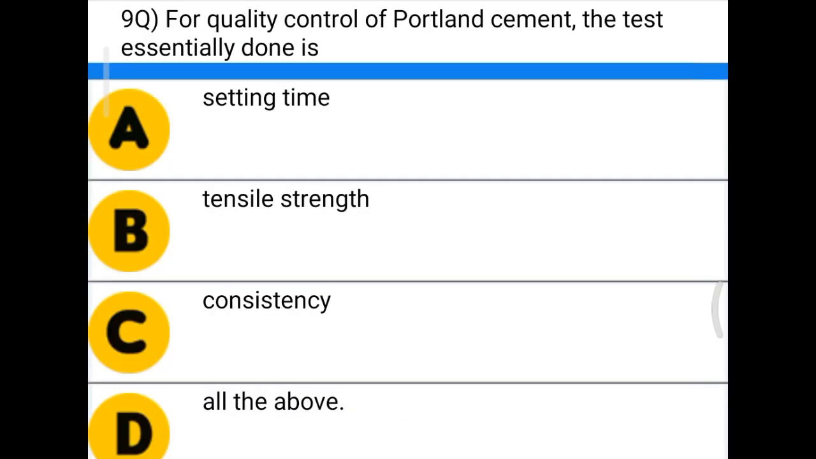Next question, for quality control of Portland cement, the test essentially done is option A, setting time. Option B, tensile strength. Option C, consistency. Option D, all the above. The correct answer is option D, all the above.